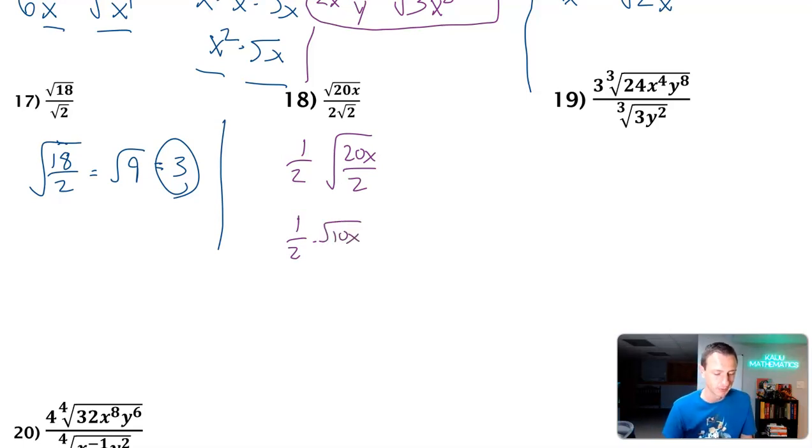And then I couldn't do anything with that there. 10 is 5 times 2. 5 is prime, 2 is prime. So nothing happening there. So I could rewrite this as the square root of 10x, all over 2. So that's 1/2.